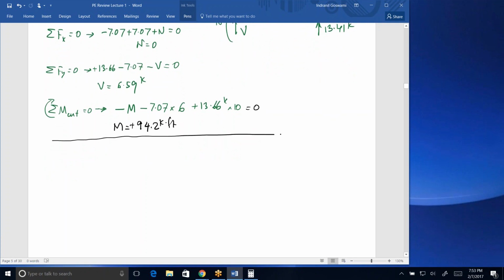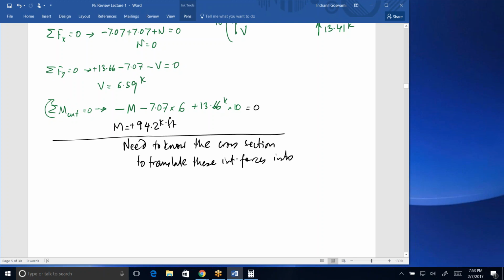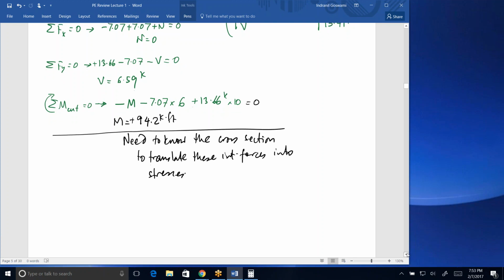So the next thing is, what is the need to know the cross-section to translate these internal forces into stresses, right? Large section, small stress, and so on. So I need to know, so far I've represented that beam as a stick figure. I haven't said anything about what the cross section is.